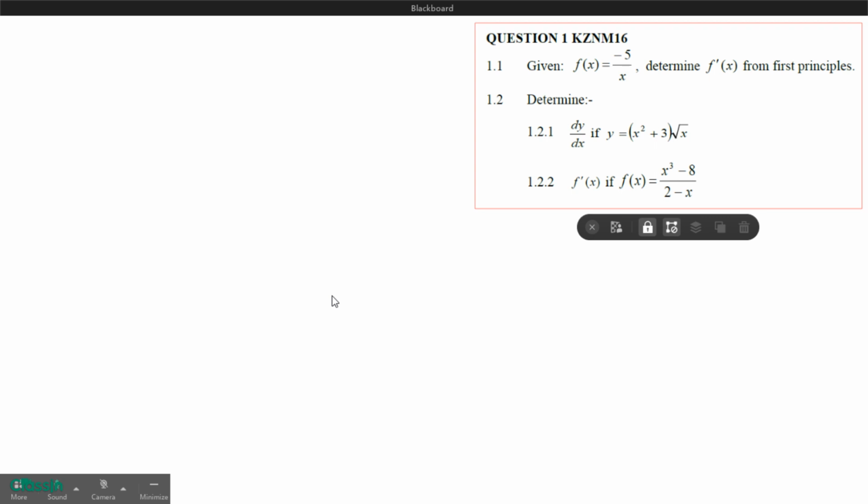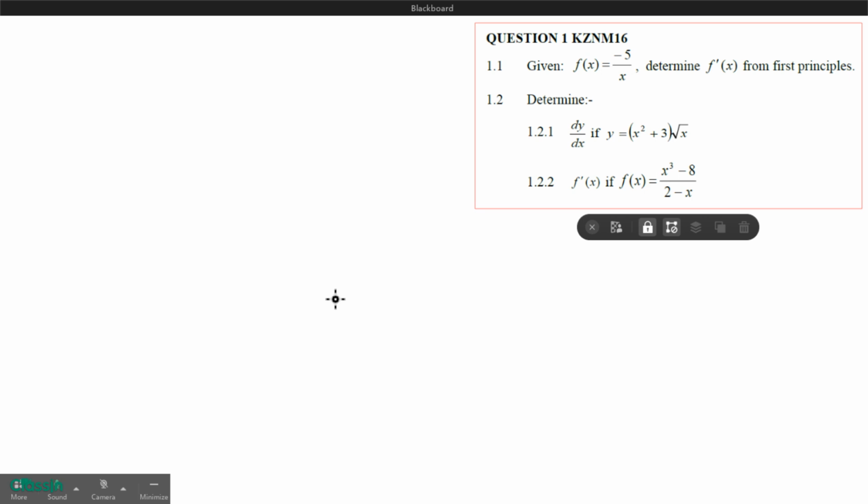Okay, right here today, we are going to treat questions on calculus, and our main focus is going to be on differentiation and the usage of first principle. Okay, here we've got a question. This question is from KZN. It's a mid-examination from KZN, which was written in 2016. Okay, if we check the first question, 1.1, you are given f of x equals -5 over x.